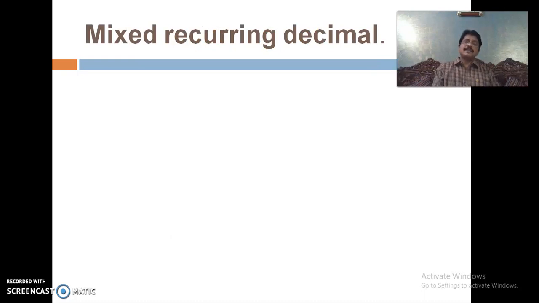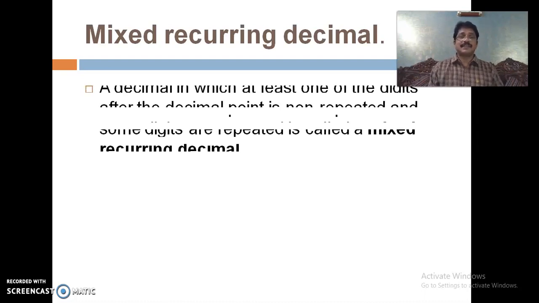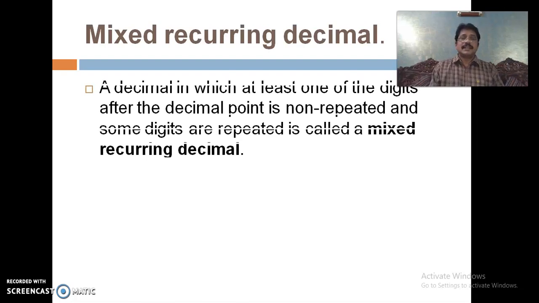So we'll observe some more recurring decimals. Those are called mixed recurring decimals. What is a mixed recurring decimal? That's very, very important. A decimal in which at least one of the digits after the decimal point is non-repeated and some digits are repeated is called a mixed recurring decimal. Just see this example.